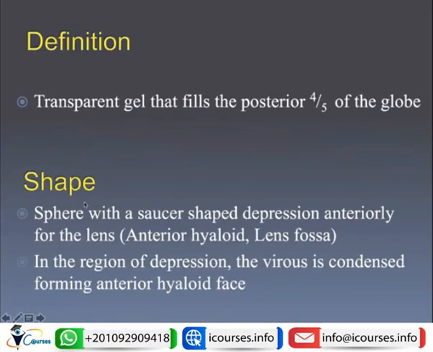So what is the vitreous body? The vitreous body is a transparent gel that fills the posterior 4/5 of the globe. So it fills most of the space of the globe. And what is its shape? It is like a sphere with a saucer-shaped depression anteriorly for the lens, which is called the anterior hyaloid or lenticular fossa. So here it is.